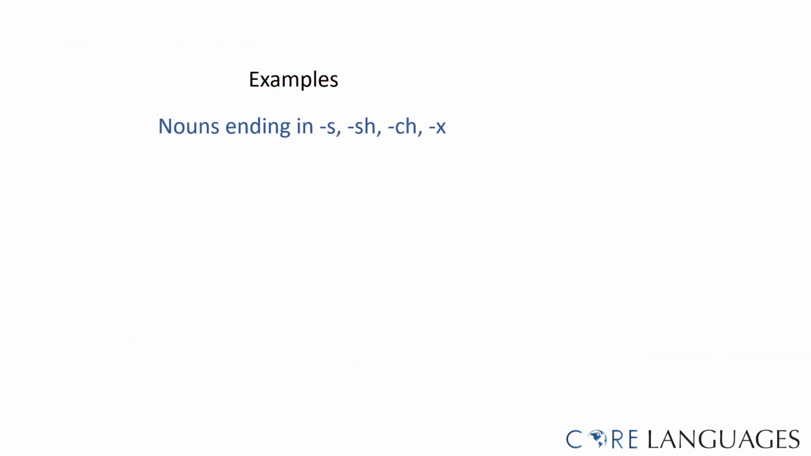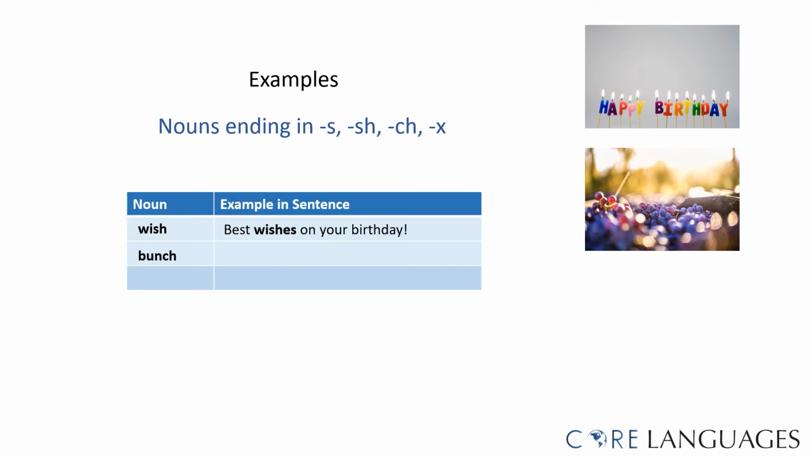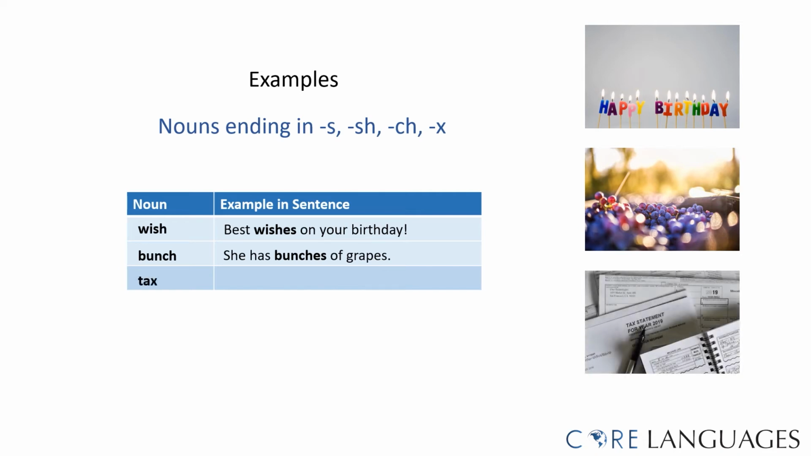Here are examples of nouns ending in S, SH, CH, and X, and example sentences. For example, wish. Best wishes on your birthday. Bunch. She has bunches of grapes. Tax. Nobody likes to pay taxes.